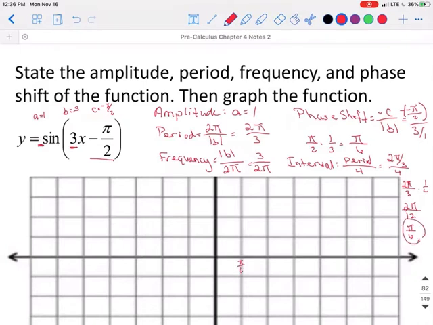So since we're dealing with 6 here and with our phase shift, let's go ahead and make our scale pi over 6. So this will be 2 pi over 6 or pi over 3. This will be 3 pi over 6 or pi over 2. 4 pi over 6 or 2 pi over 3. 5 pi over 6, cannot reduce. And 6 pi over 6 will just be pi. We would have the same scale to the left, it will just be negative.